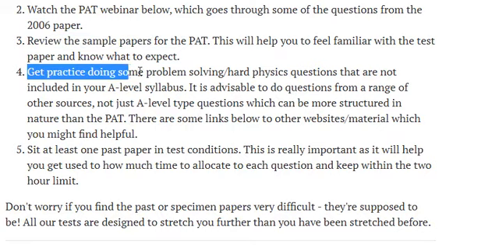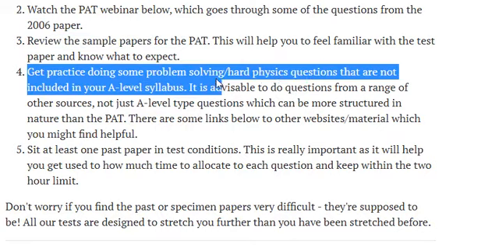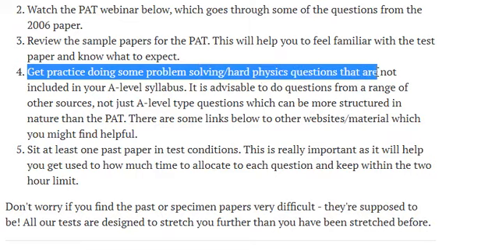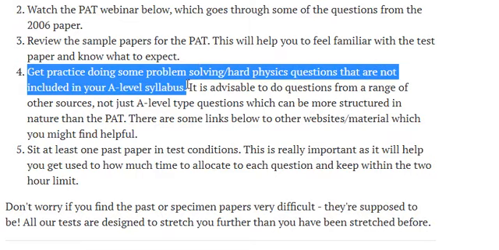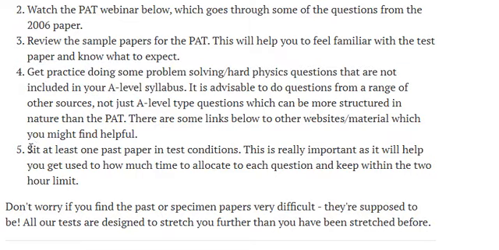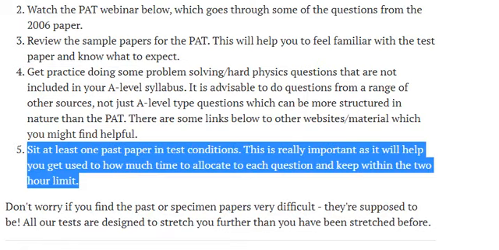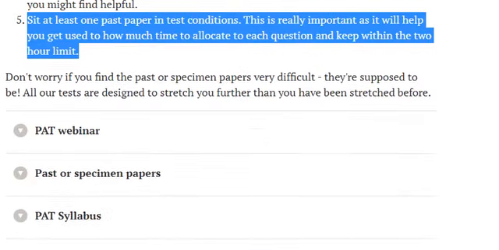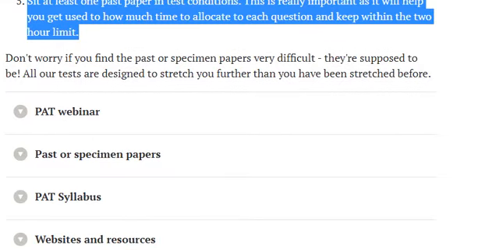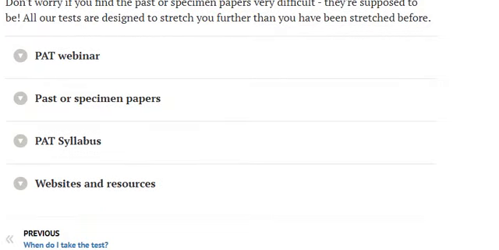Here, get practice doing some problems, hard problems, very hard questions that are not included in your test syllabus. Sit at least one paper in test conditions. As we said before, practice the past papers. This is the link to the webinar, past and specimen papers, and PAT syllabus.